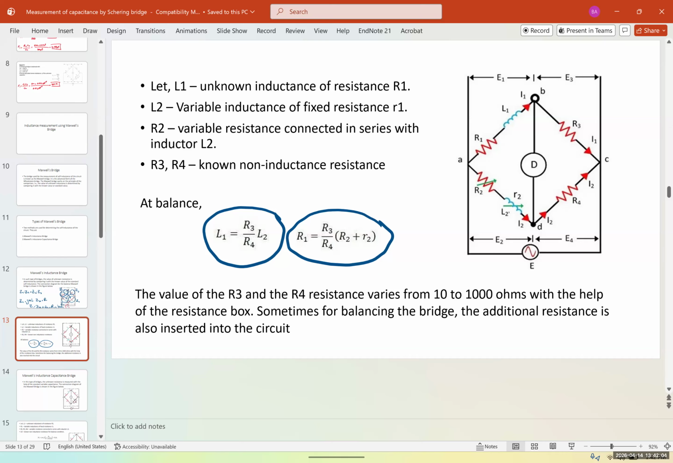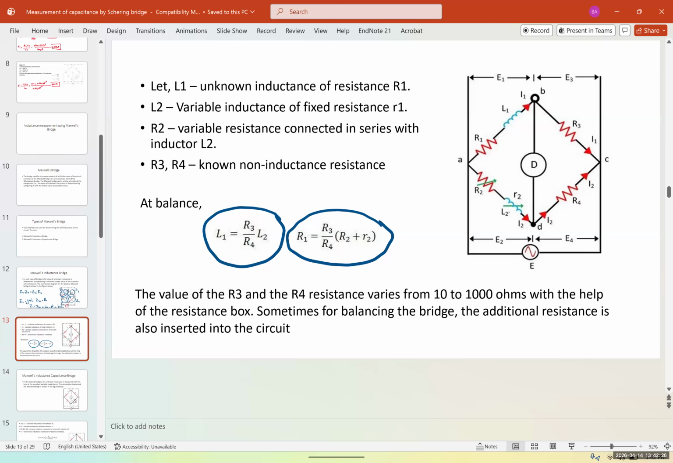So what is the difference between the capital R2 and lowercase r2? That's a great question. Thank you for bringing that up, and I wanted to explain this. The lowercase r2 is the internal resistance of the inductance. The inductance itself is made out of a conductor, but it's not a perfect conductor. You still have a little bit of resistance.